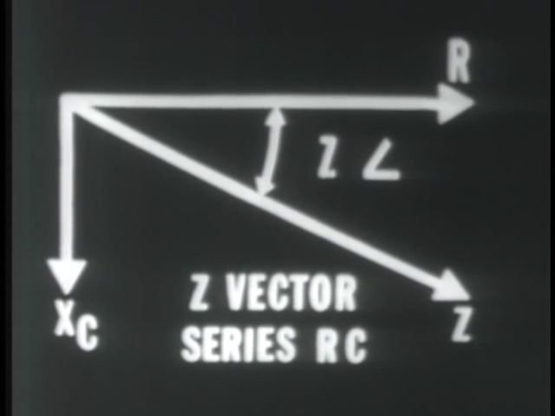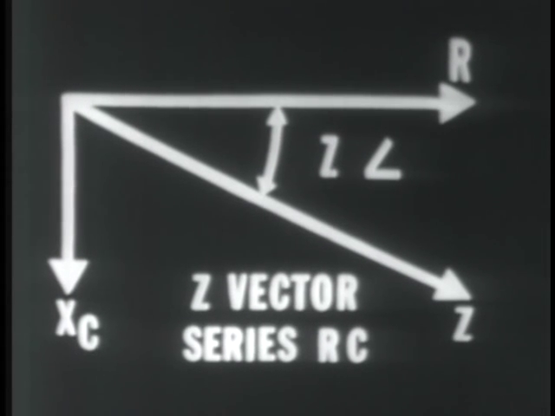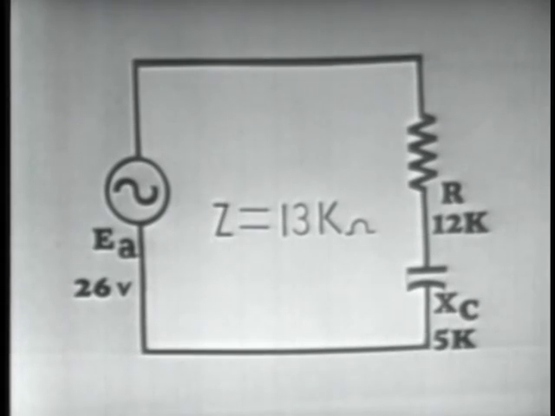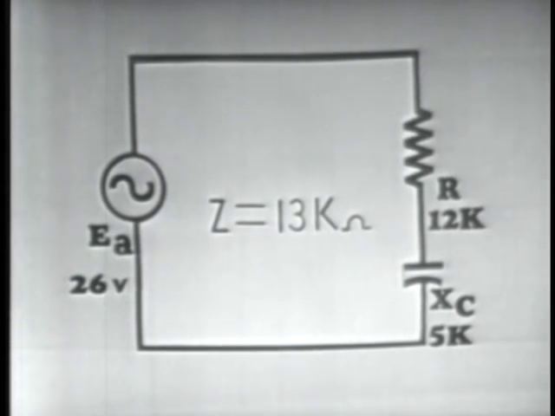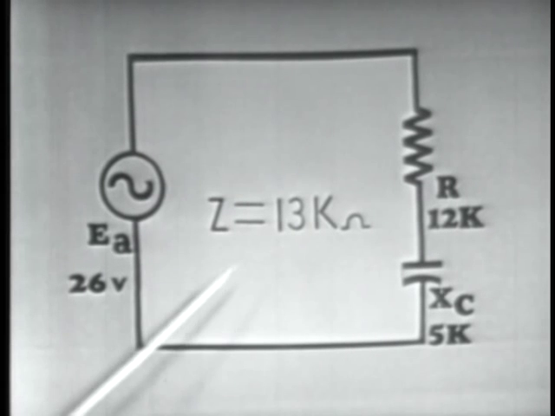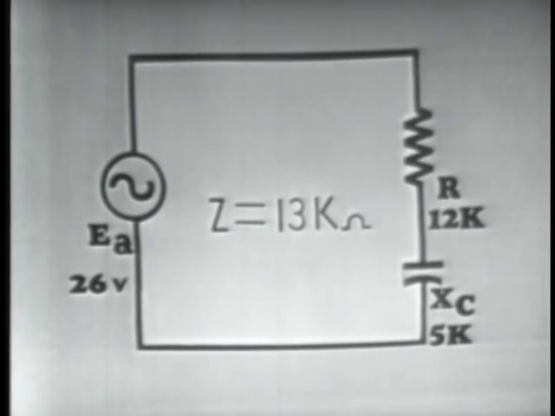This then would be the impedance vector of any series RC circuit. Of course, if the value of R or the value of X sub C were changed, the impedance angle would change, and of course, the magnitude of the impedance vector would change as well. All right, using this information then, we have determined Z to be equal to 13 k ohms graphically. This is the total opposition of our circuit.